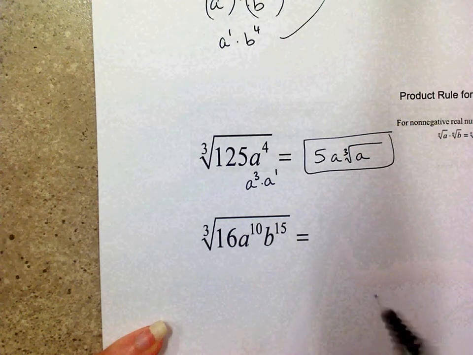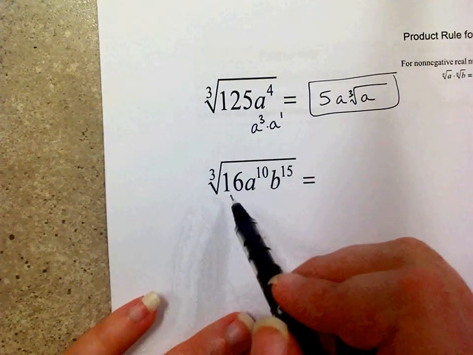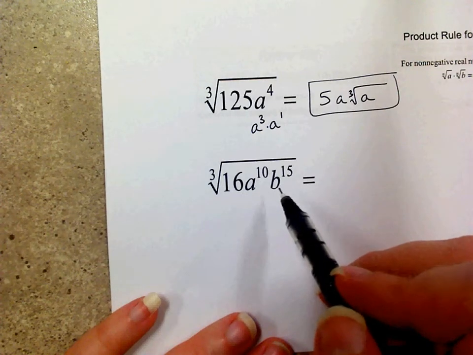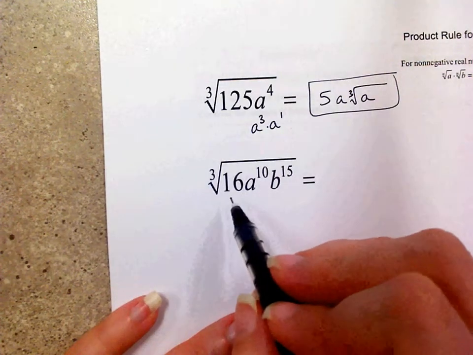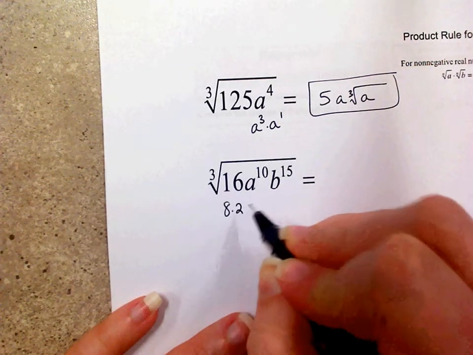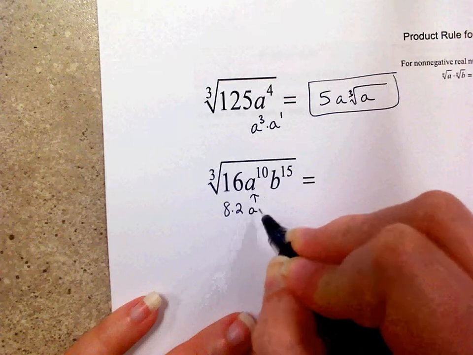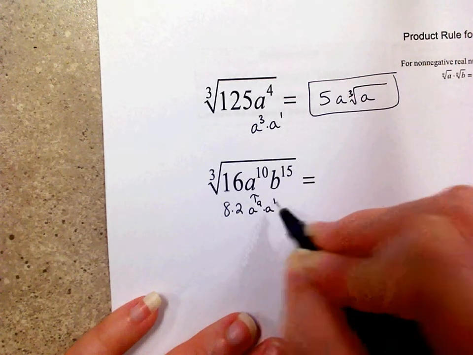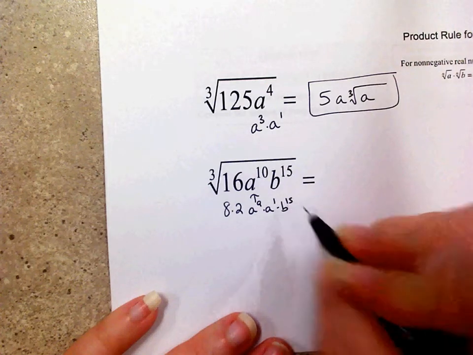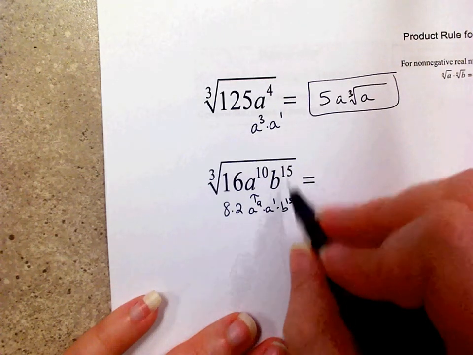Okay. If I have the cubed root of 16, a to the 10th, b to the 15th, well then, 16 is not a perfect cube. However, 8 is, so I could say that's 8 times 2. I'm going to say a to the 10th is a to the 9th times a to the 1st because 9 is a multiple of 3. And then b to the 15th. I'm going to leave 15 because 15 is a multiple of 3.